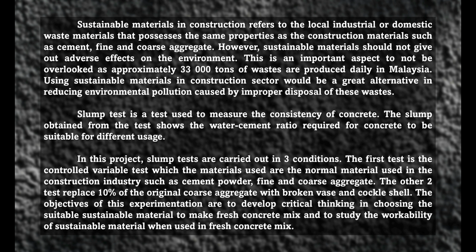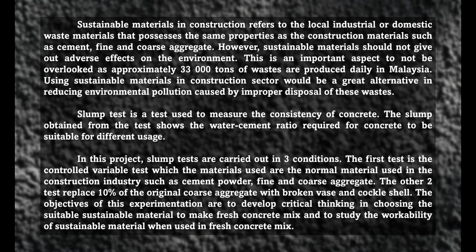Using sustainable materials in the construction sector would be a great alternative in reducing environmental pollution caused by improper disposal of these wastes. Slump test is a test used to measure the consistency of concrete. The slump obtained from the test shows the water-cement ratio required for concrete to be suitable for different usage. In this project, slump tests are carried out in three conditions.